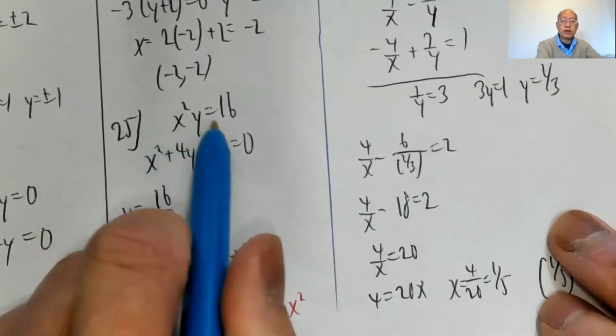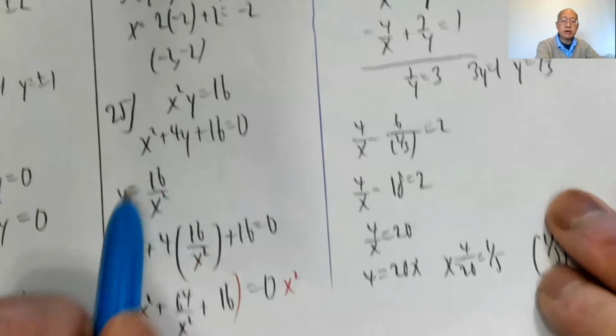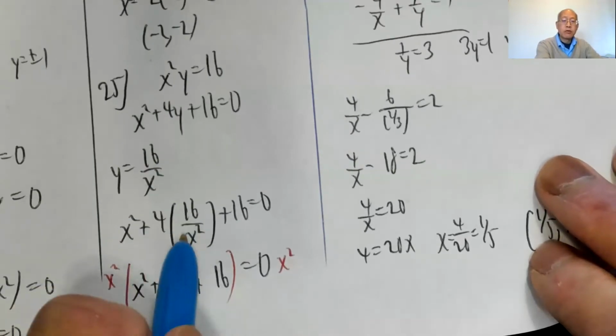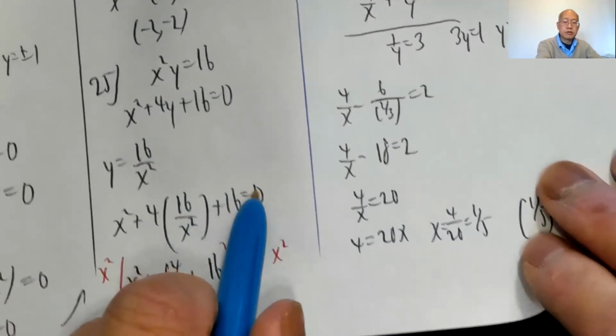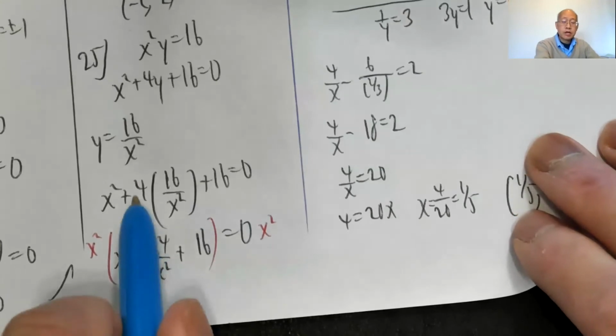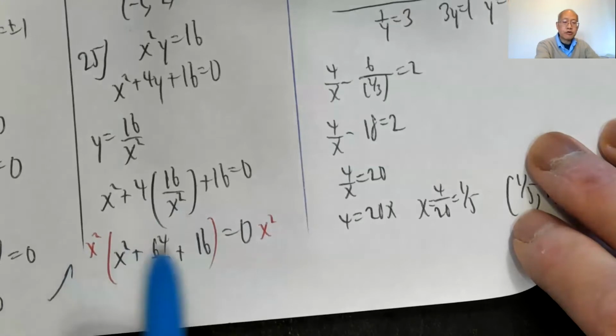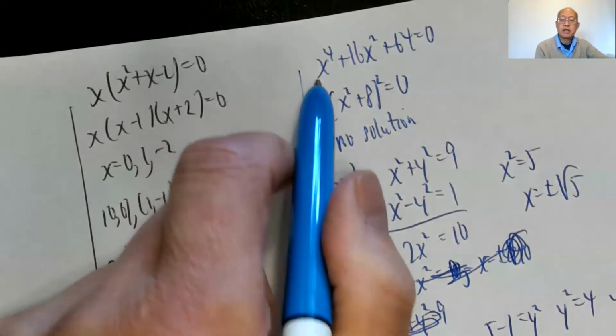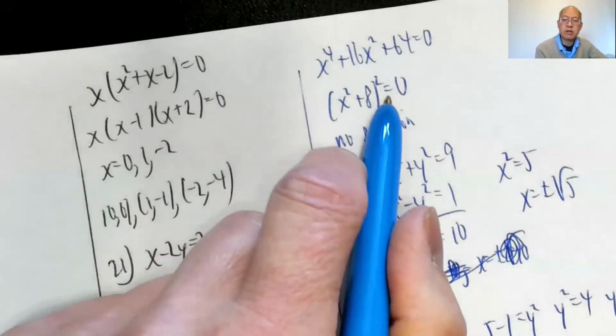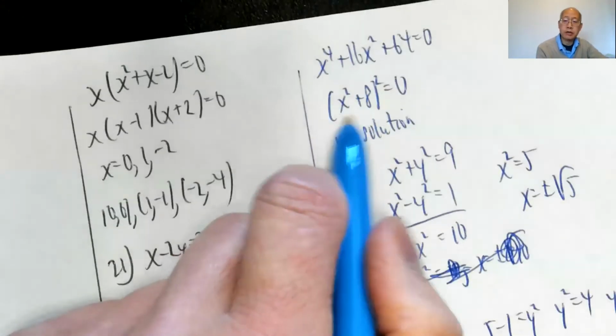25, first equation, y equals 16 over x squared. Plug that in here. X squared plus 4y plus 16 equals 0. 4 times 16 is 64. Multiply both sides by x squared. X to the fourth plus 16x squared plus 64 equals 0. This factors into x squared plus 8 squared equals 0. That has no solution because this is always positive.